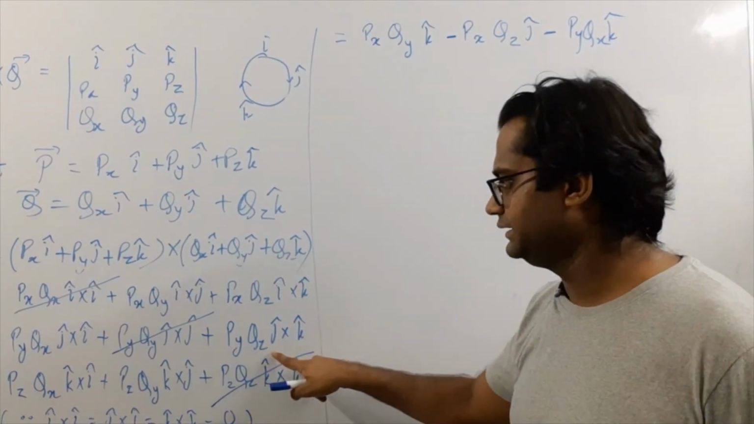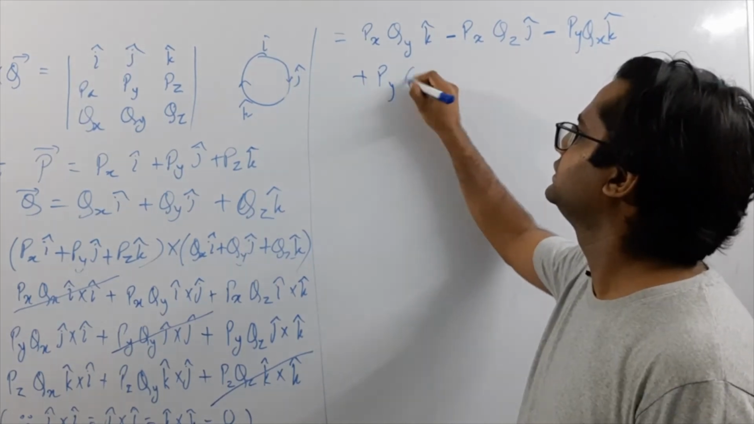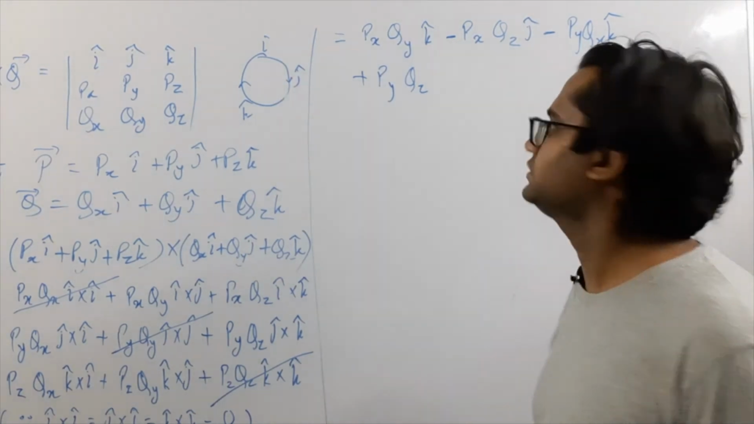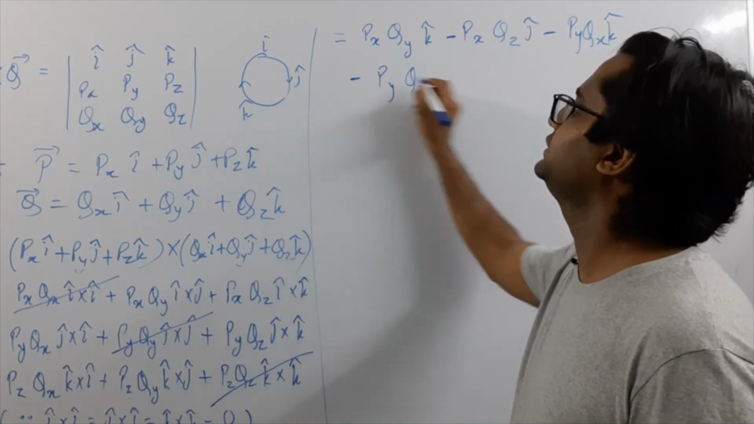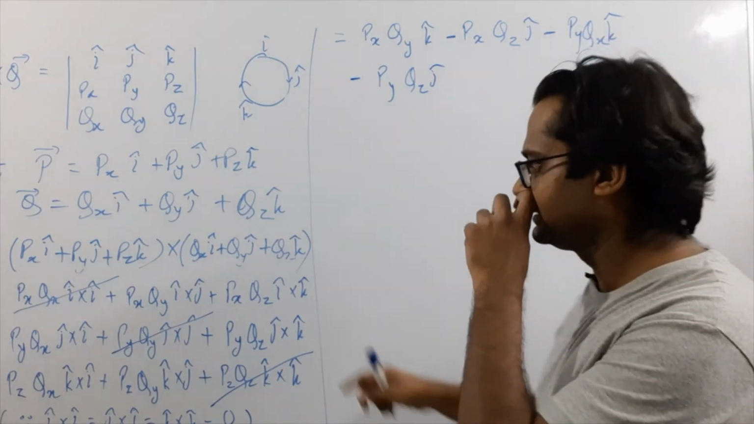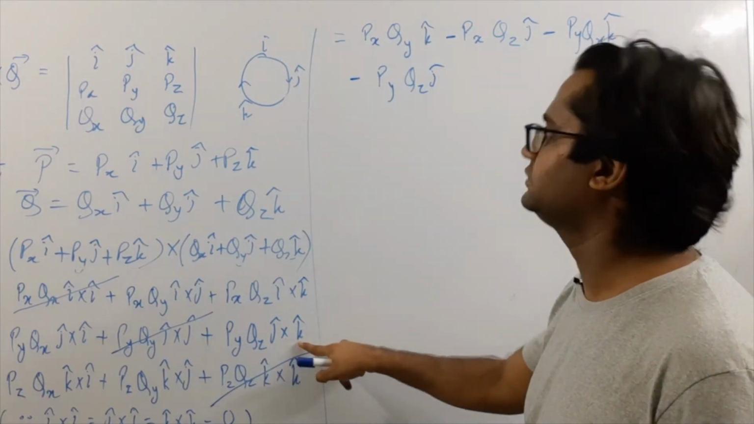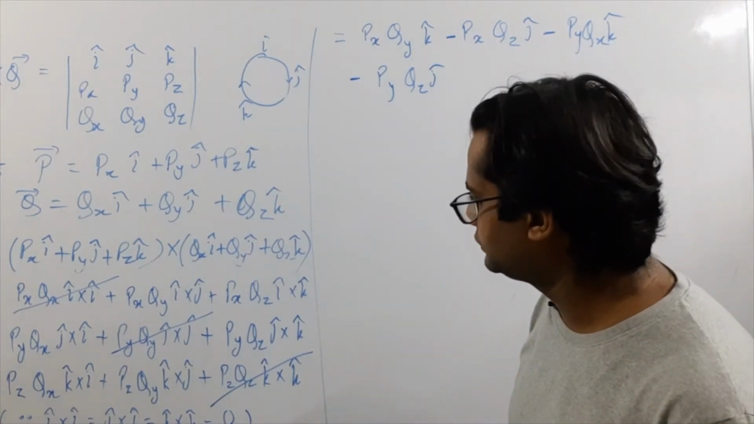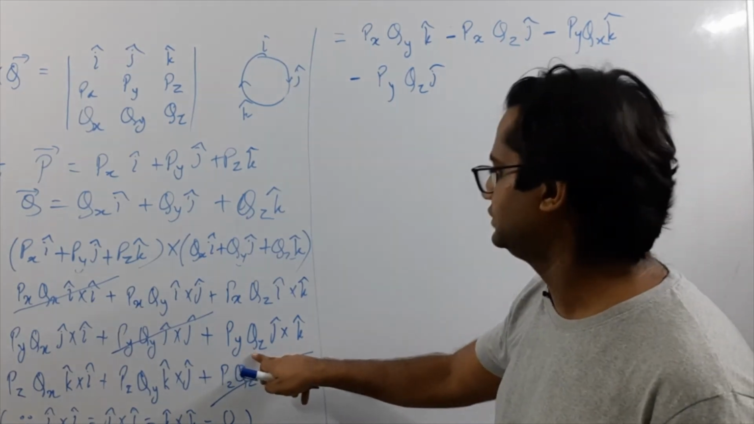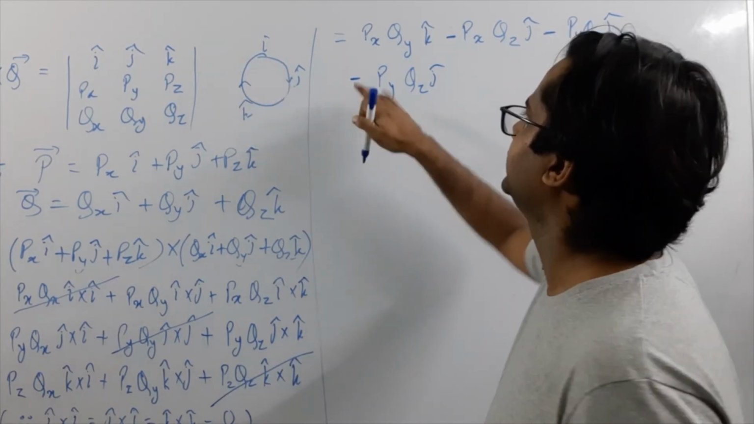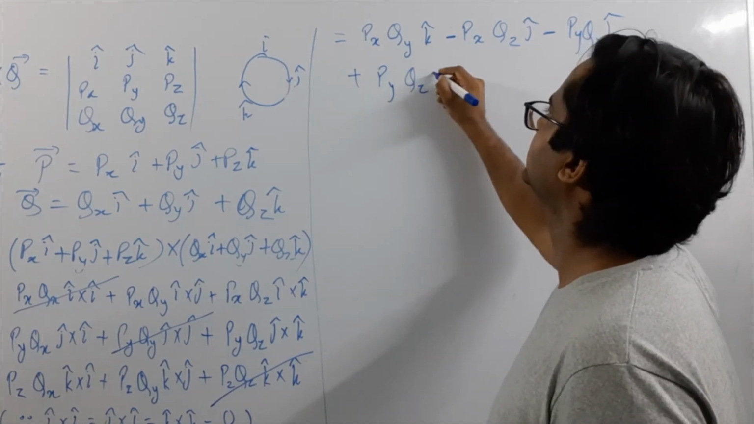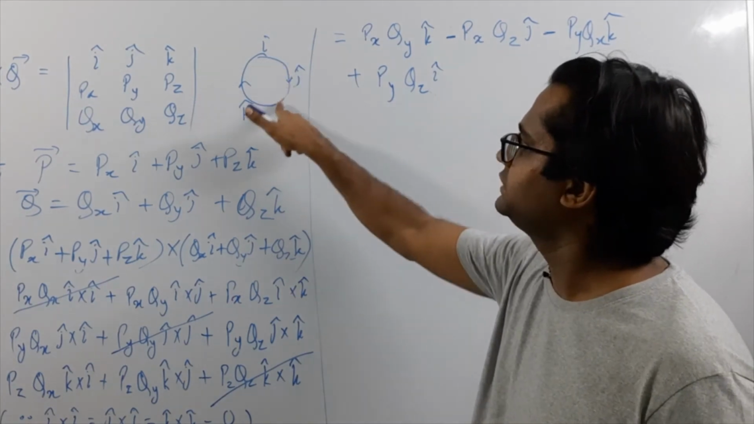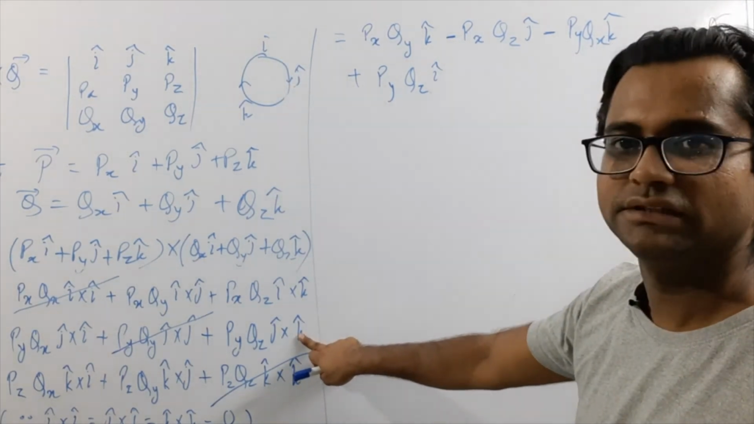Now py qz, I cross k. I cross k is minus j. We are going reverse, so I cross k is minus j. So put here minus sign and j here. Fine. Then py qz, j cross k. J cross k is I, so we'll write plus I. Once again let us check: py qz, j cross k, j cross k is I. Okay, fine. So we have done with this term.